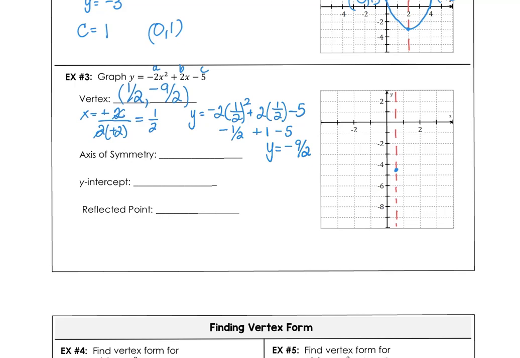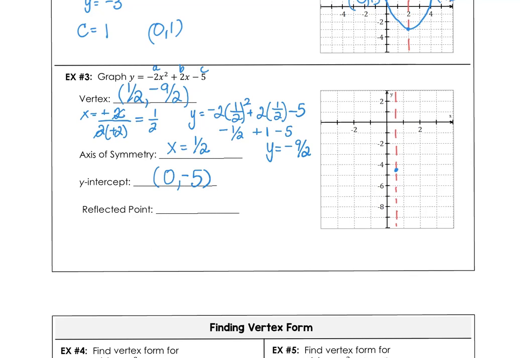We know our y-intercept is 0, negative 5. That's our c value. And our axis of symmetry is x equals 1/2.